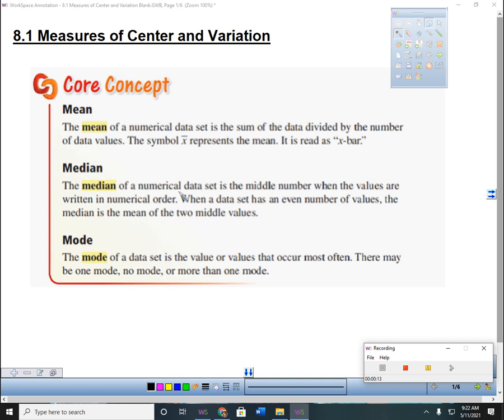The median is the middle number when your values are written in order. So you want to go from small to big. And when you have an even number of values, then your median is the average of the two that are in the middle. The mode of a data set is your value or values that occur most often. So if I had like three 2s, and that was the most of one number, that would be my mode. So there may be one mode, no mode, or more than one mode.